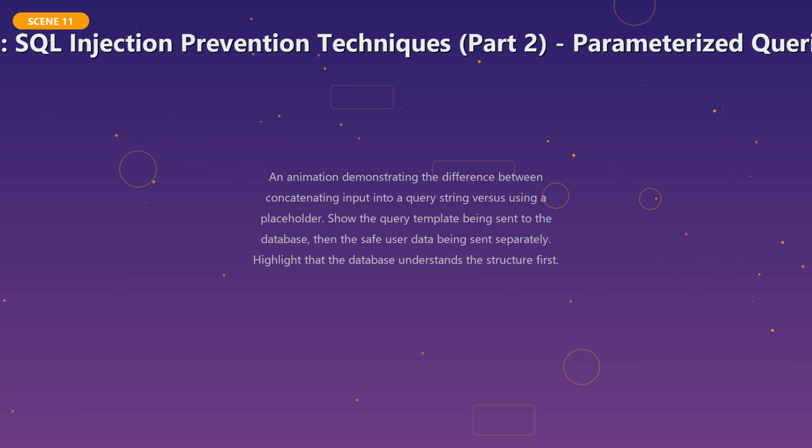While input validation and WAFs offer some protection, the single most effective and recommended technique for preventing SQL injection is the use of parameterized queries, also known as prepared statements. This is the gold standard for secure database interaction. The core idea behind parameterized queries is to strictly separate the SQL code from the user-supplied data.